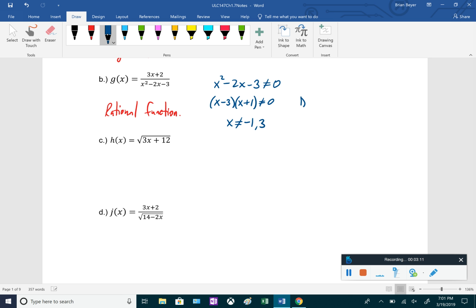So I'm going to write this in interval notation. The domain is going to be all real numbers from negative infinity to negative 1, union negative 1 to 3, union 3 to infinity. Essentially this just means everything but negative 1 and 3, because there's parentheses there, so it's not including negative 1 and it's not including 3.